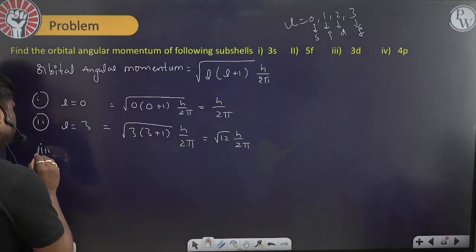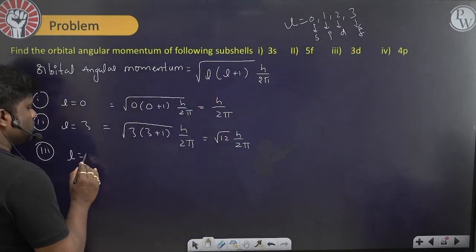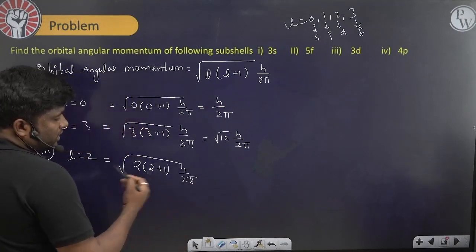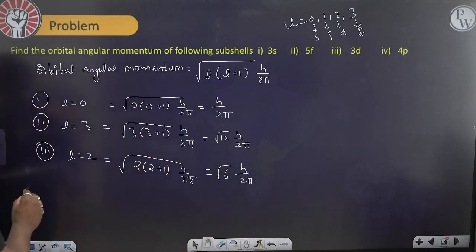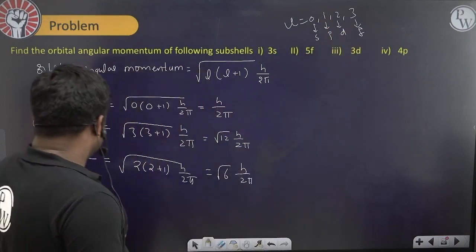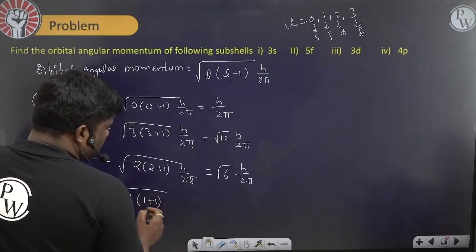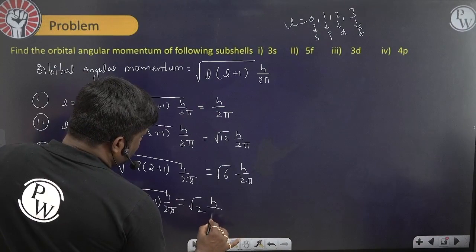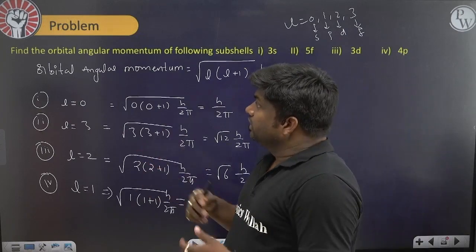Third question, 3d. 3d means d orbital, L value 2. L value is 2, which is under root 2 into 2 plus 1 into h by 2 pi. 2 plus 1 is 3, 3 into 2 is 6, under root 6 into h by 2 pi. And fourth question, 4p. P means L value is 1, so under root 1 into 1 plus 1. 1 plus 1 is 2, 2 into 1 is 2, under root 2 into h by 2 pi. So this is how we calculate the orbital angular momentum of the different orbitals.